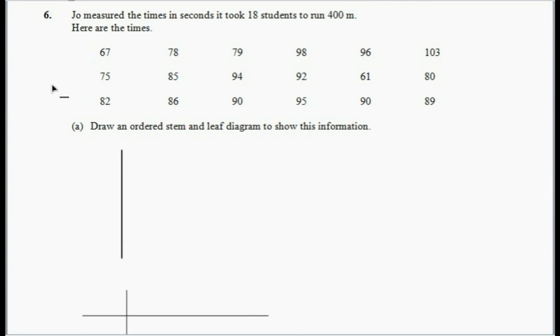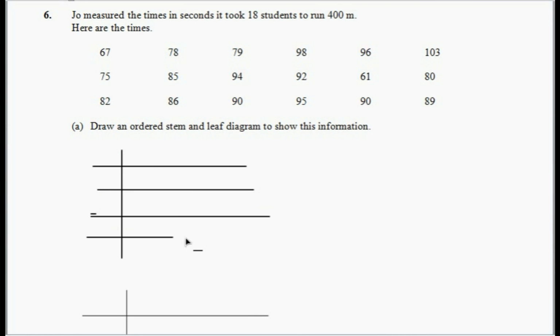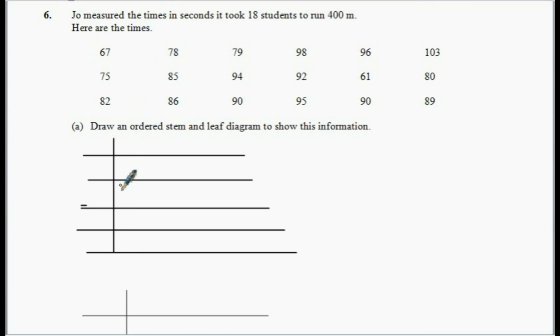We'll draw a line and several horizontal lines. And now we are ready to start. Our numbers range from, say, 61 to 103. So let's organize our stems in tens. We'll start from 60, 70, 80, 90 and 100, and our units will be leaves. First we'll simply rewrite our data in this stem and leaf diagram way.